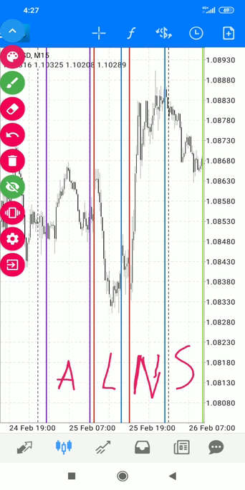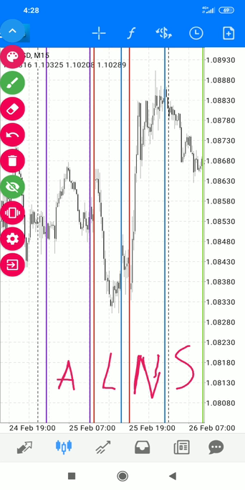Then, as I mentioned, remember, the Asian session opens at 1 a.m. and closes at 9 a.m. The Sydney opens at 11 p.m. and closes at 6 a.m. So you will see that the Asian and the Sydney, as I mentioned before, are overlapping for a long time.